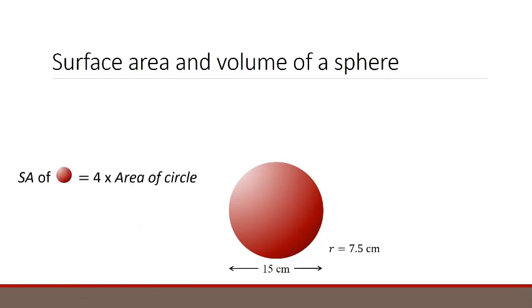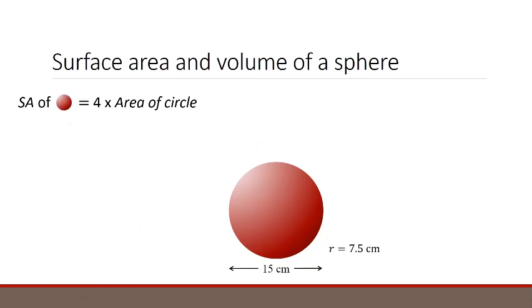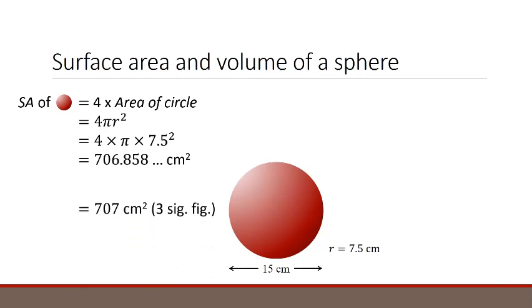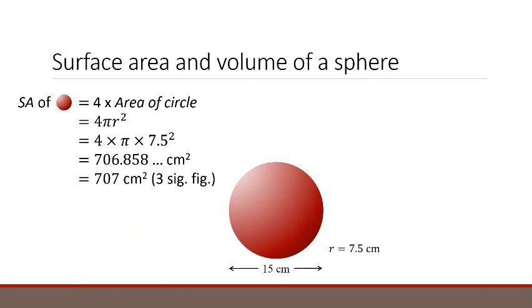Anyway, let's find the surface area of this foam ball. The area is a different formula. It's 4 pi r squared, which is 4 times pi times 7.5 squared. In this case, using a calculator, it's 706.858, and the digits keep going, centimetres squared, which we can round to 707 centimetres squared to 3 significant figures.